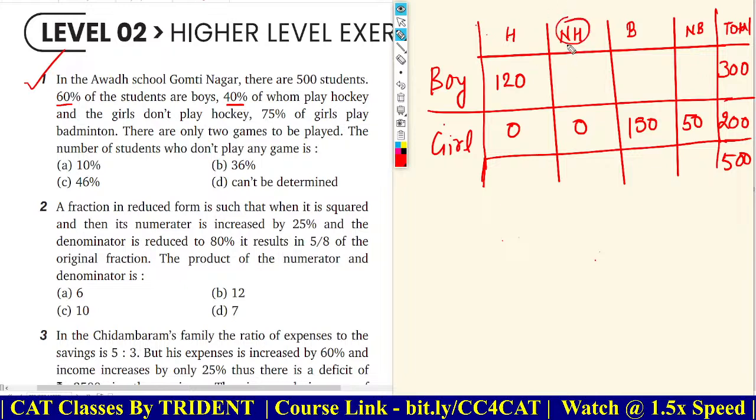boys who are not playing hockey? At this point, I'm a little confused because I don't have any data. And what about the boys about badminton? I have no information about the badminton, let alone non-badminton. The question is asking me, there are only 2 games to be played, the number of students who don't play any game. So for that specific number of students who play no games, I really need to know these question mark values. And because I don't have any information about badminton, non-badminton, I can actually not answer this question. So the answer to the first question will be cannot be determined. I hope that makes sense.